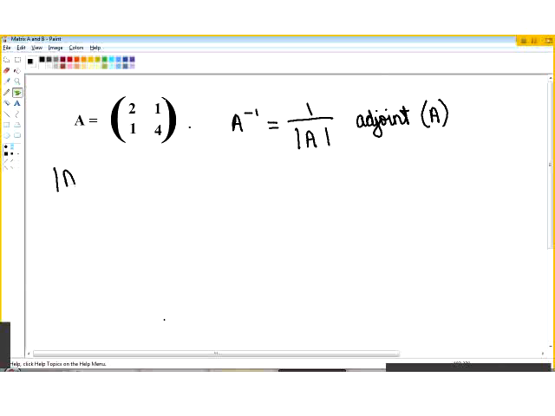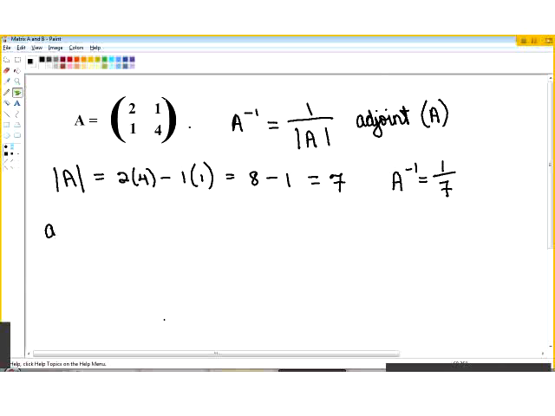The determinant of A, you multiply the main diagonal, so it's going to be 2 multiplied by the 4, minus the multiplication of the minor diagonal, which will be 1 multiplied by 1. So 4 by 2 gives us 8. 1 multiplied by 1 is going to give us 1. So 8 minus 1 gives us 7. So the determinant is equal to 7. So far, what we have is our A inverse is equal to 1 on 7.